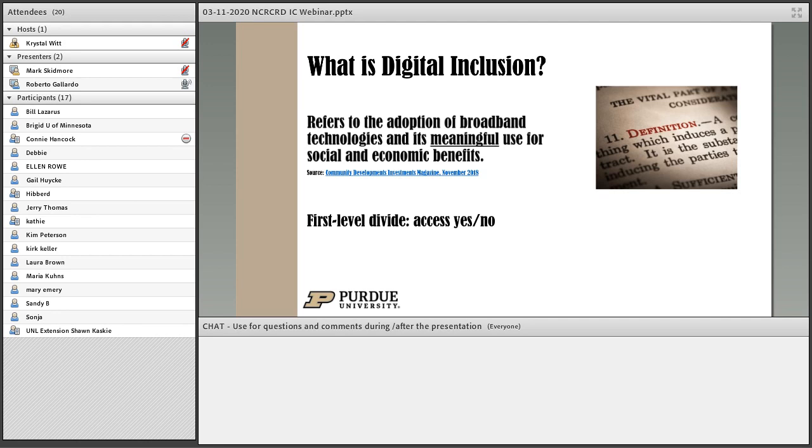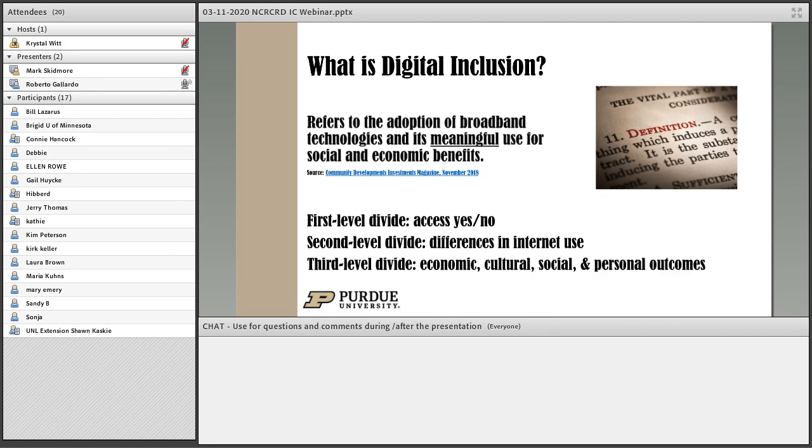Back in the day, it was all about the first level divide, what's called access: yes, no, period. Do you have access, yes or no? Now it's evolving a little bit more from a research perspective, into okay, wait a minute, you have access, but how are you using it and why are you using it that way? So the second level divide looks more at differences in technology use, not necessarily internet, but just digital technology.